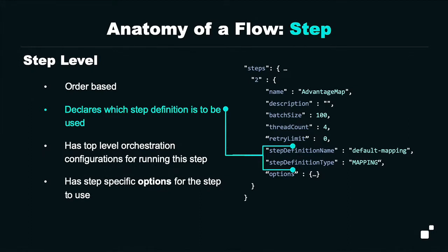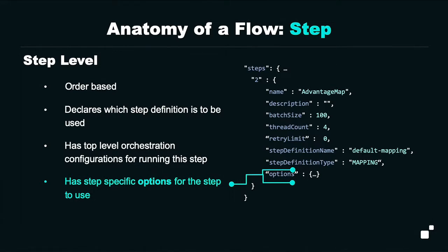This is important because this now defines what type of action is about to take place on the data that you're about to process. Additionally, we have some top-level orchestration settings for this step that are different than the flow level. For this step, we want to use 100 as our batch size, and we only want to use 4 threads. And most importantly, we do not retry. If something fails, let it fall on the floor.